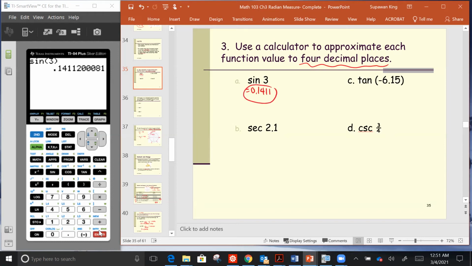Part B, the secant of 2.1. Secant is 1 over cosine of 2.1. Put in the calculator, 1 divided by the cosine of 2.1. That gives us negative 1.9808 for 4 decimal places. In part C, the tangent of negative 6.15.